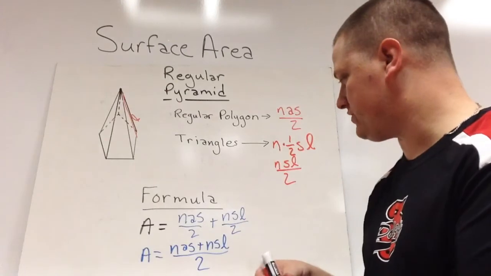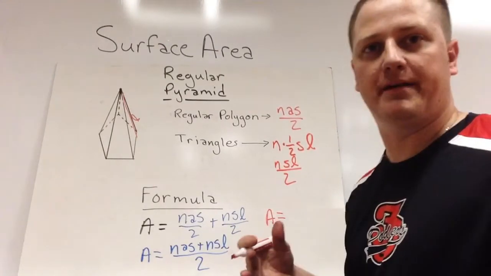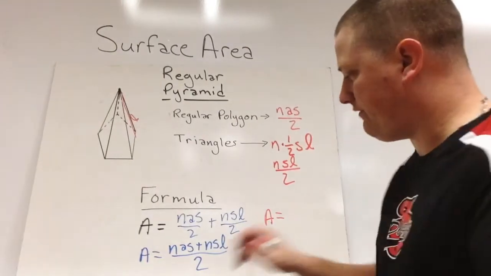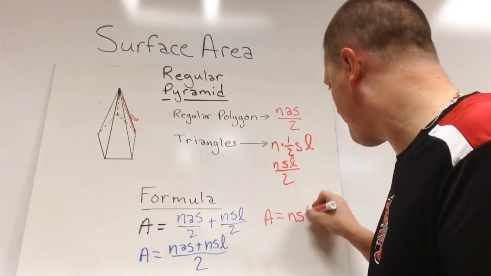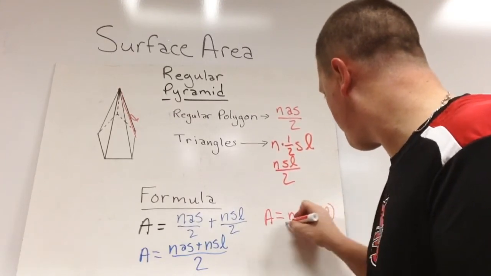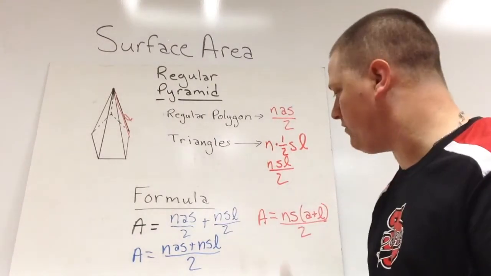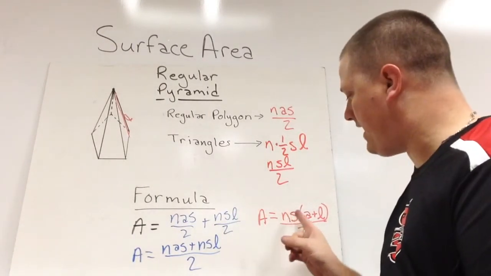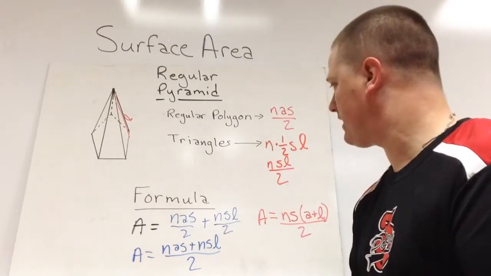And our last version of this will be using a little bit of factoring again. So if you notice, N and S are in both of these. Okay, and then if you wanted a fourth version, remember N times S is otherwise known as perimeter.